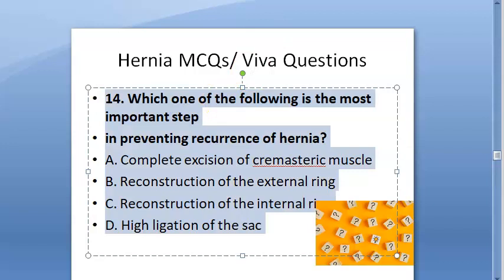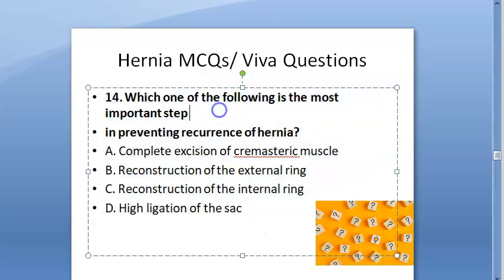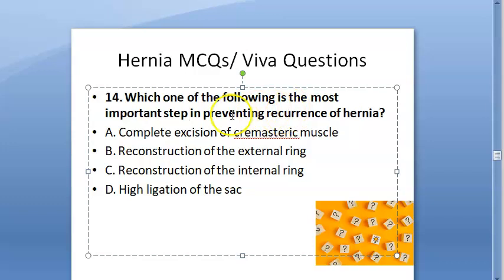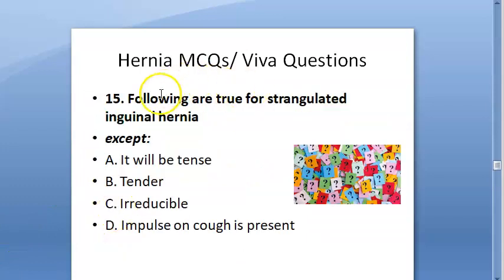Which one of the following is the most important step in preventing recurrence of hernia? So here they're talking about prevention of recurrence of hernia. They're asking for the most important step. So you want to prevent the recurrence. Let us read this. The answer is high ligation of the sac. High ligation of the sac is the most important step in preventing recurrence of hernia. Let's move on to the 15th question.